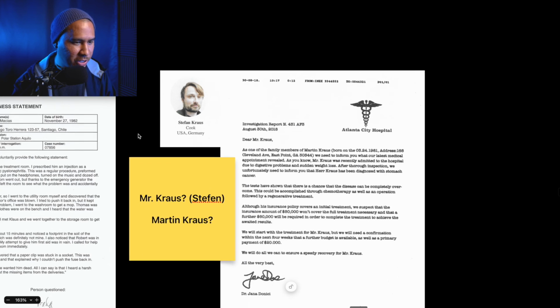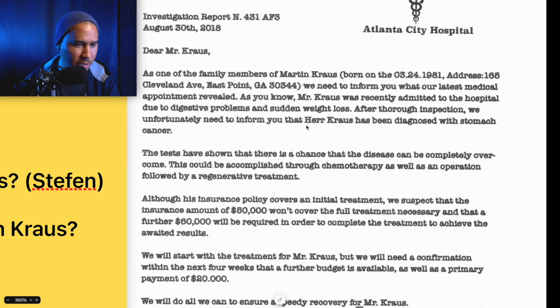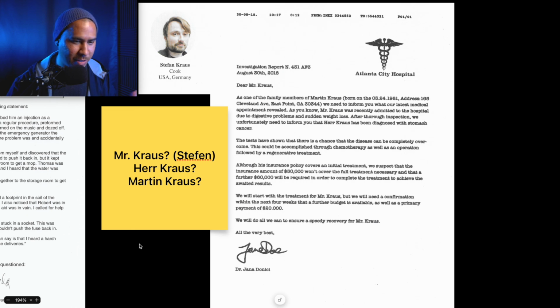So I'm just going to keep his picture here to remind me he is the only Kraus we've seen so far. But it says as one of the family members of Martin Kraus. I have to see if we've seen that name somewhere else. As you know, Mr. Kraus was recently admitted. What is this? Herr Kraus. Okay, we got a lot of names here. So Herr Kraus, is this the Mr. Kraus who was admitted to the hospital?